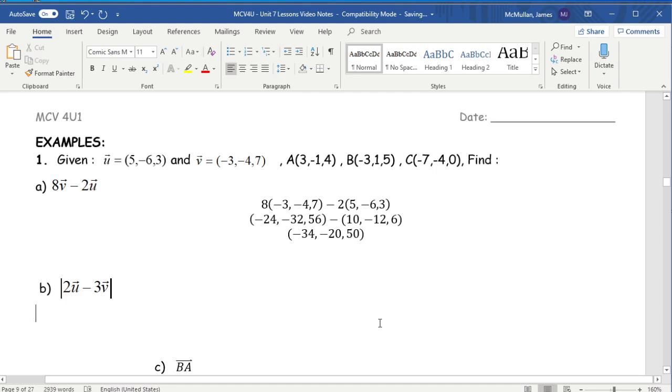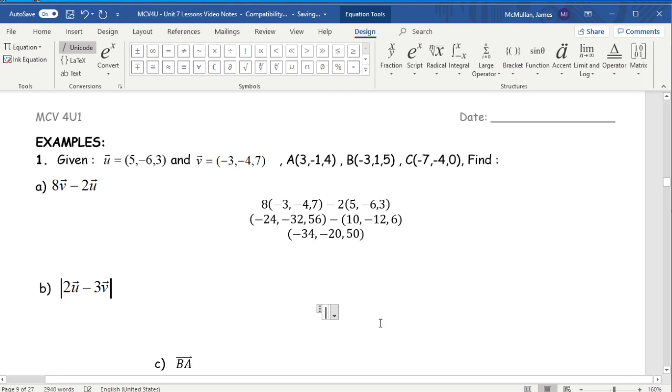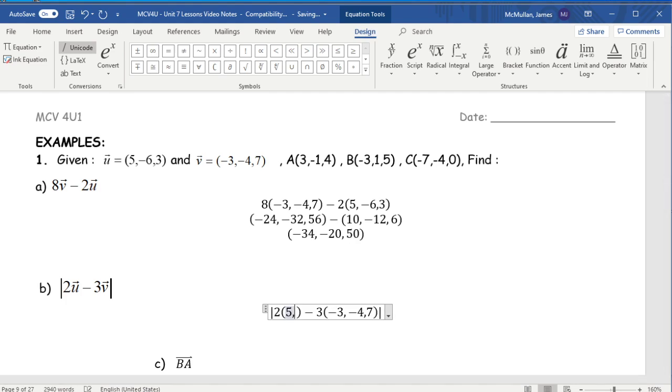It says find the magnitude of 2u take away 3v. So how do you do the magnitude of 2u take away 3v? Stick the magnitude sign on there, and then write your vectors out again. So v was -3, -4, 7. u was 5, -6, 3. Do the operations and do the magnitude at the end.